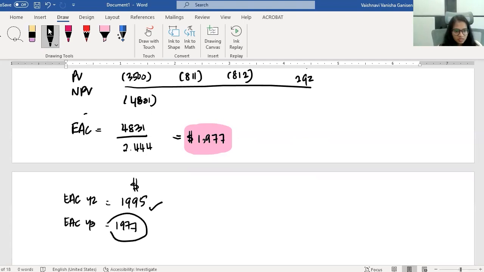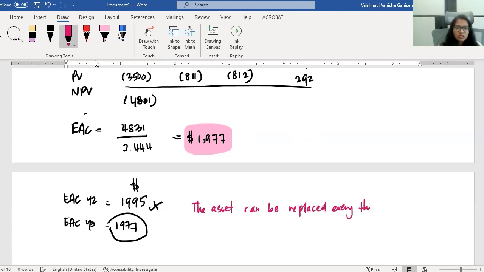So we will choose this because the higher cost means when you want to hold the asset, or you want to replace the asset in that year, it's expensive. So you want to replace it at a cheaper price. When you want to replace it at a cheaper price, it would be replacing the machine every 3 years. So your conclusion will be the asset can be replaced every 3 years, not can, should be.